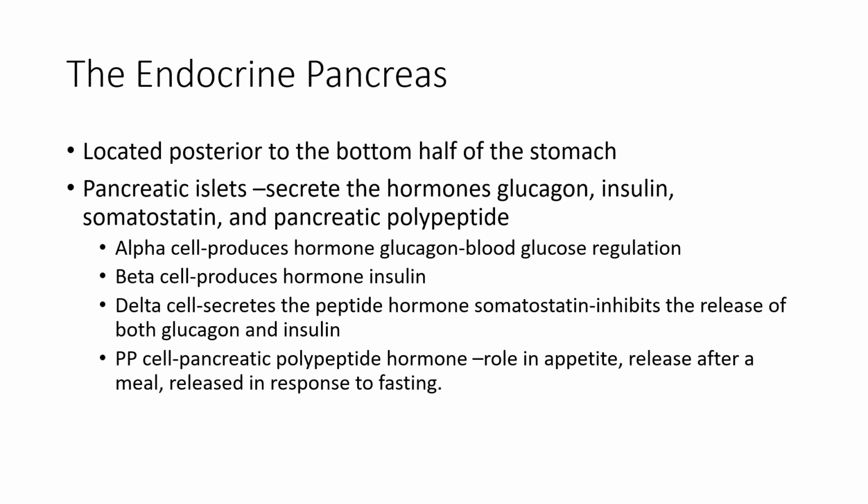The pancreas has functions like the alpha cells, which produce the hormone glucagon, which increases blood glucose levels. Beta cells produce the hormone insulin, which reduces blood glucose levels. Delta cells produce somatostatin, which inhibits insulin and glucagon release. And then PP cells release the pancreatic polypeptide hormone, which plays a role in appetite.